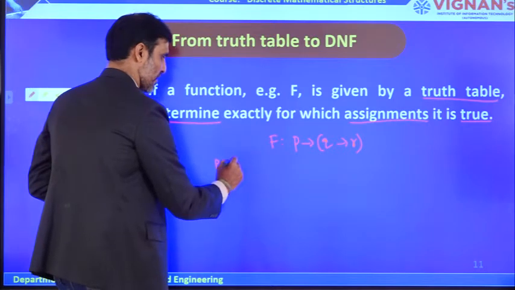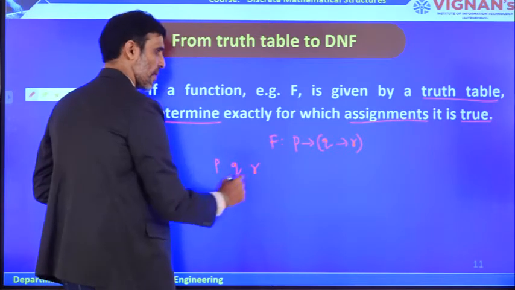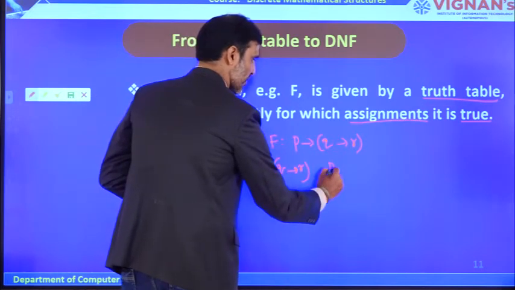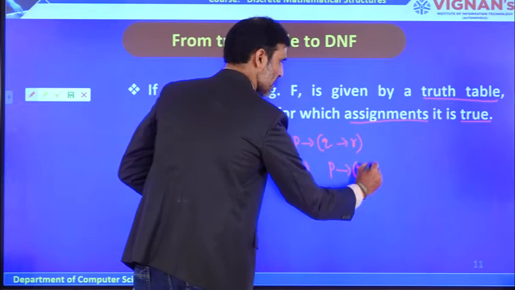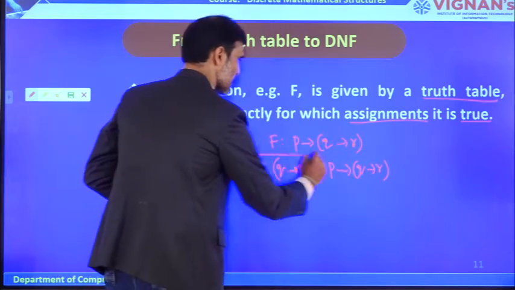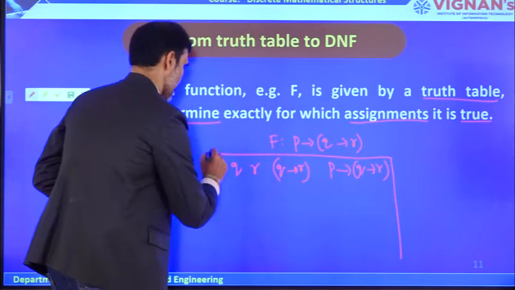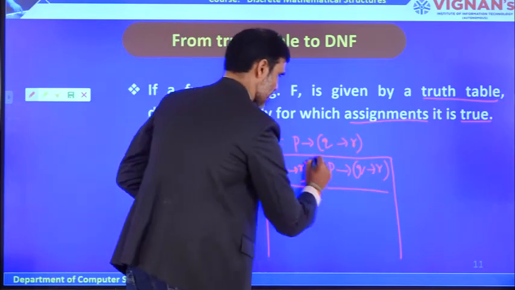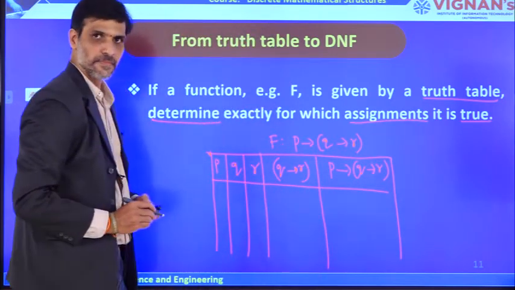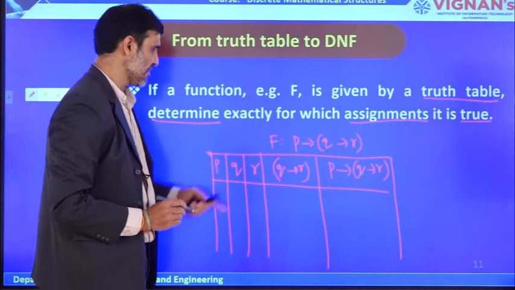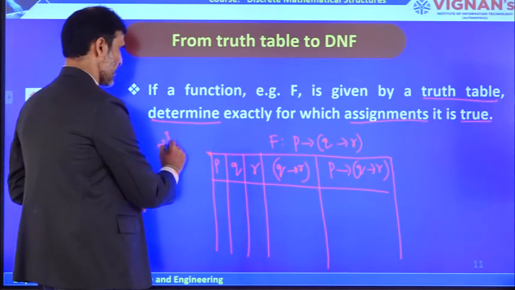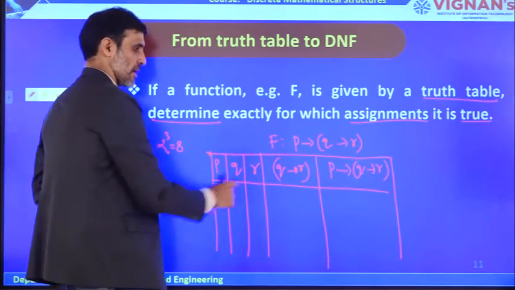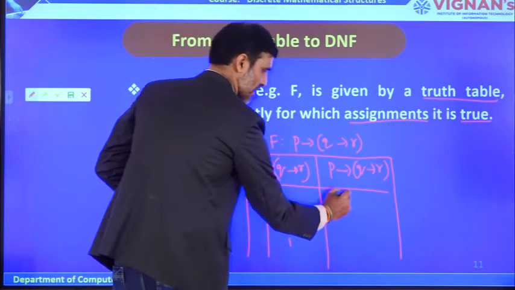For a formula f, you have to take P, Q, R, and then you can take Q implies R, and then you can go for P implies Q implies R. So you know how to construct the truth tables. We discussed these truth tables already. Because there are 3 variables, how many rows will you get? 2 cube, which is equal to 8 rows.